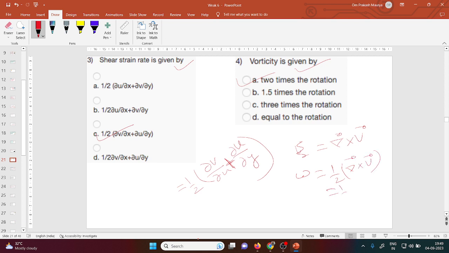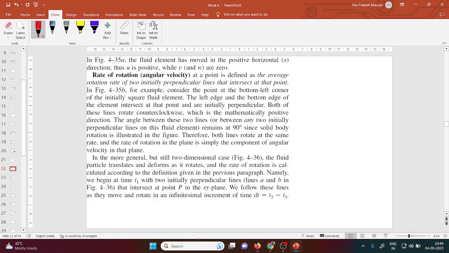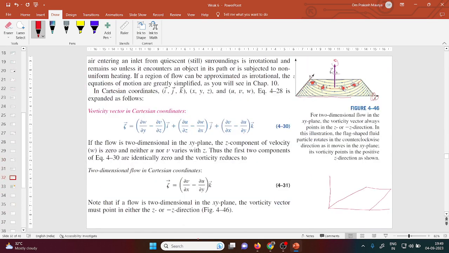So at that place you can put the vorticity things. So your vorticity will be equal to 2 times omega. These things are given here. Now we move on to the next.